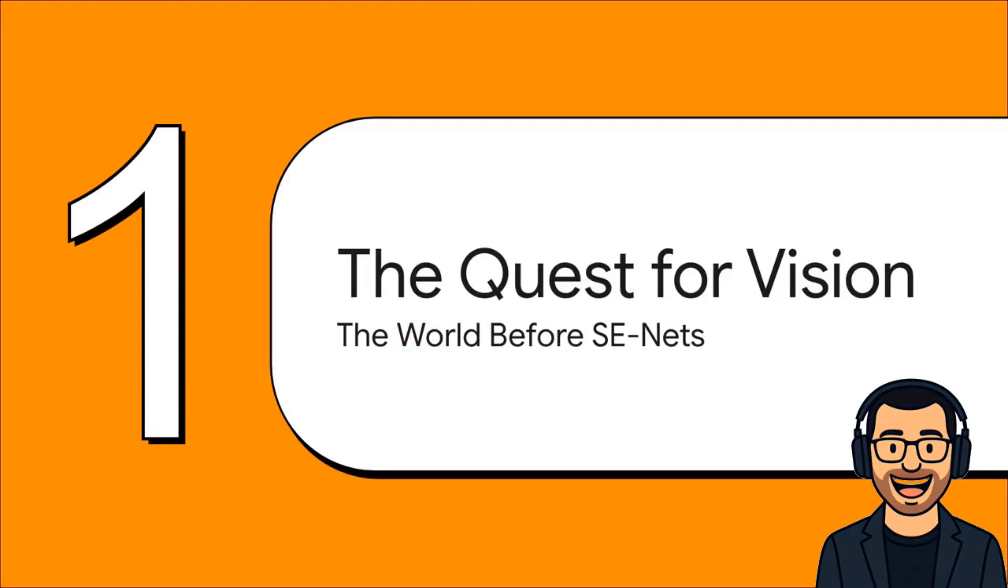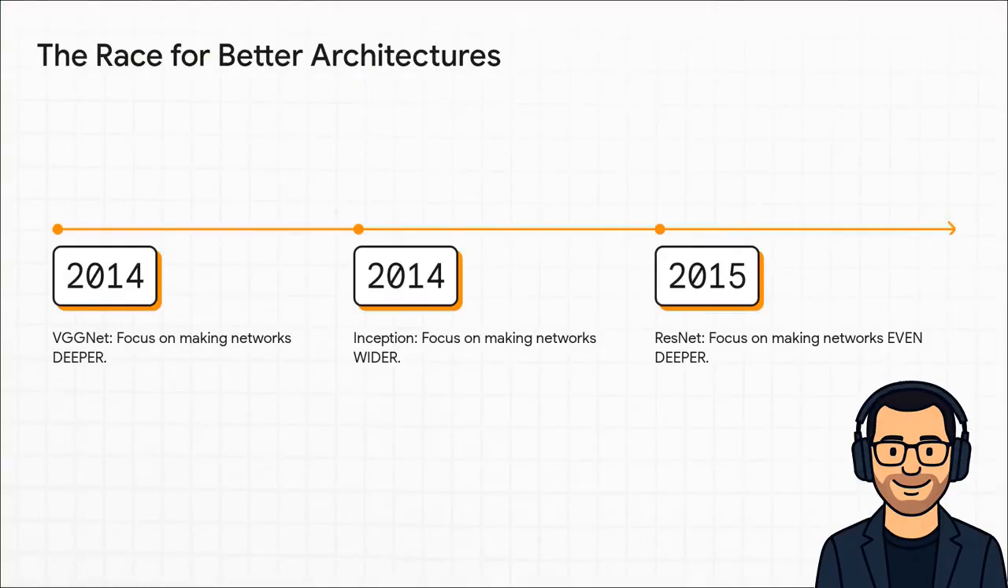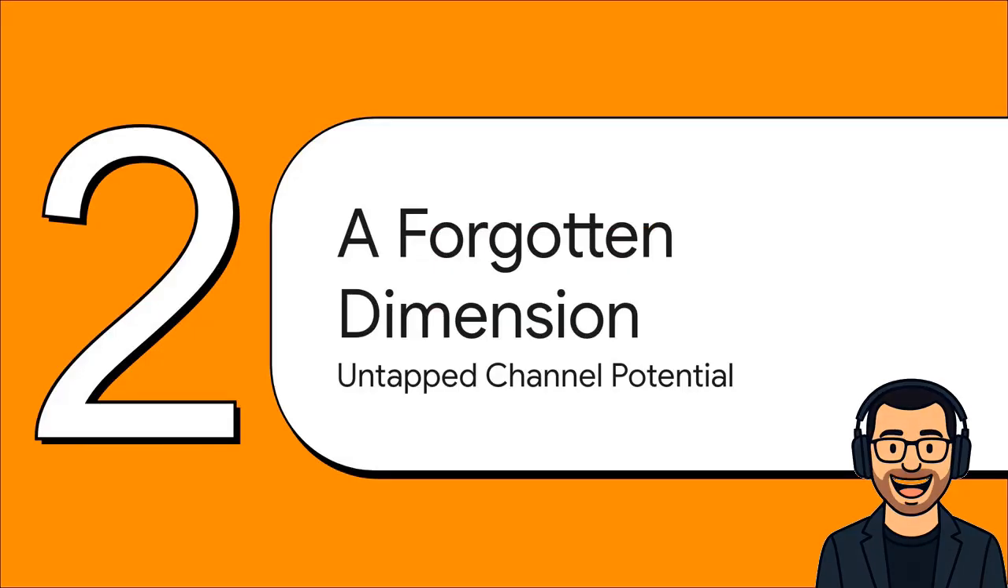To really get why this paper was such a big deal, we need to hop in a time machine and go back to around 2017. Back then, pretty much everyone was obsessed with one thing: architecture. The whole game was about making networks either deeper, like VGGNet and ResNet, or wider, like the Inception models. It was all about trying to capture spatial information, the shapes and textures in a picture, by just piling on more and more layers.